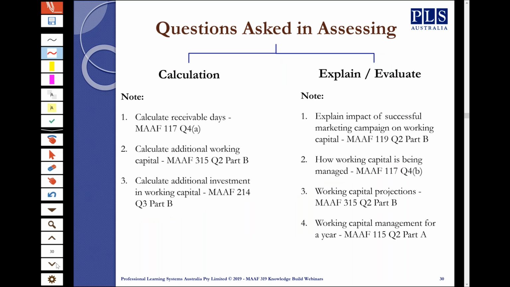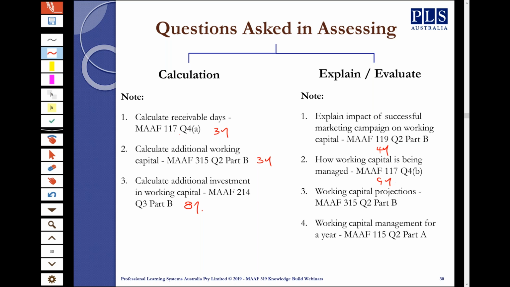So note straight calculation questions. 117 was a question for 3 marks. The additional working capital was a 3-mark question. The calculate your additional investment in working capital was an 8-mark question. So 214 is a much broader perspective. Note with respect to explain and evaluate, the 119 was a 4-mark, you just having to explain the impact of a marketing campaign on the different elements of your working capital. Note 9 marks with respect to the 117.